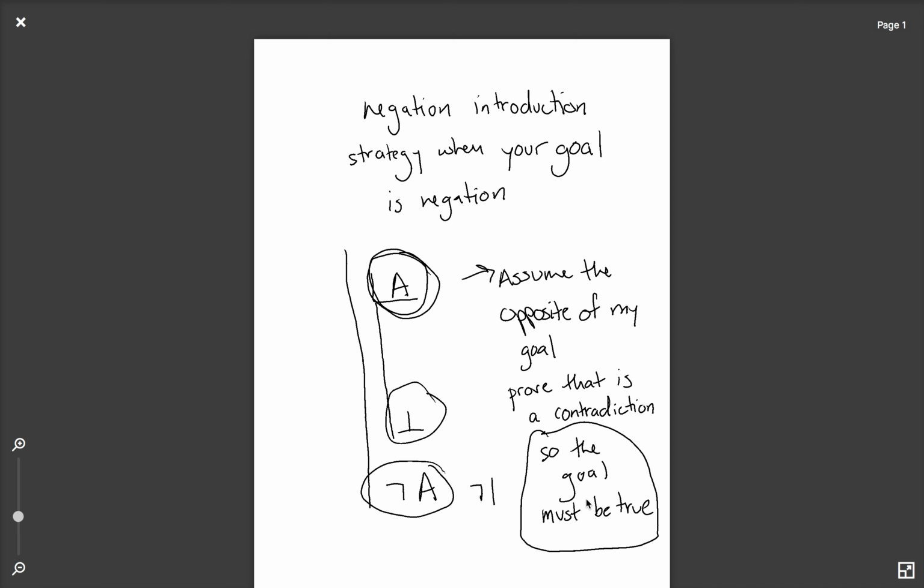I assume the sentence without the negation. I assume the opposite of the sentence. If that leads me to a contradiction, then I know the goal must be true.